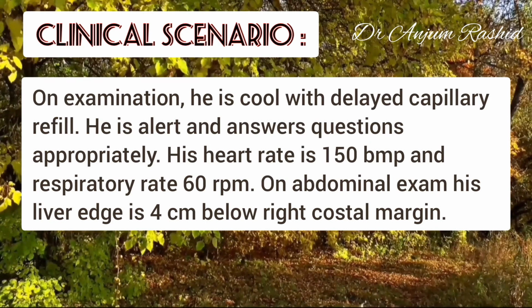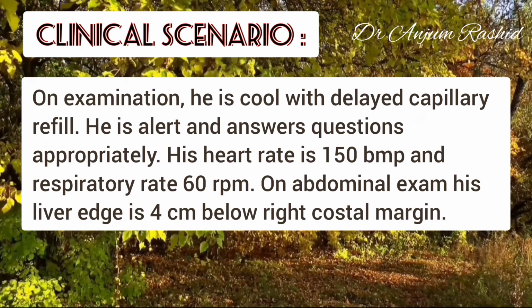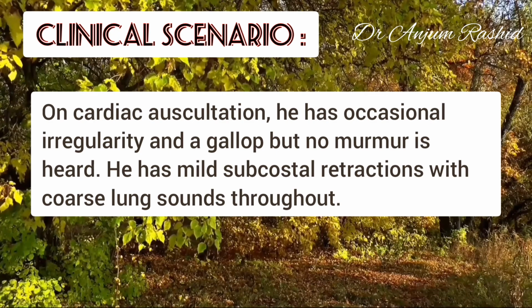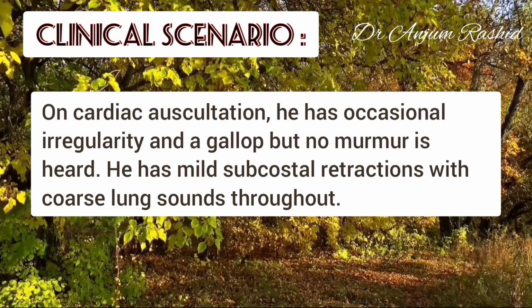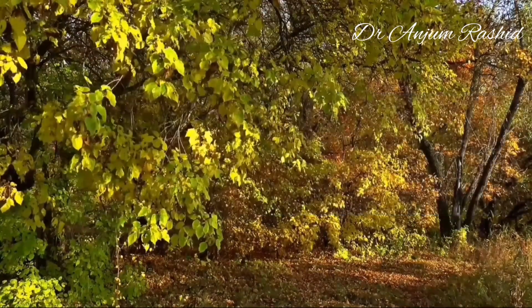On abdominal examination, his liver edge is 4 cm below the right costal margin. On cardiac auscultation, he has occasional irregularity and a gallop, but no murmur is heard. He has mild subcostal retraction with coarse lung sounds throughout.